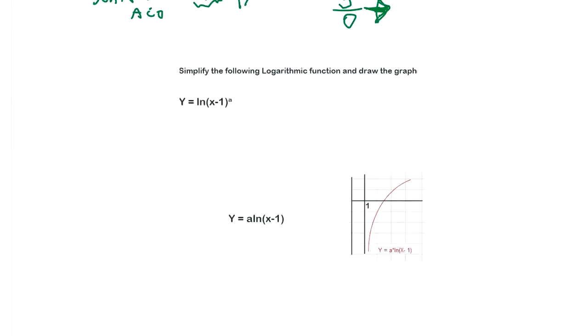Simplify the following logarithmic function and draw the graph. So this is going to be a, the same as log x minus 1. So simply you draw this one, which is a shifted function, and multiply by a. So it looks like this.